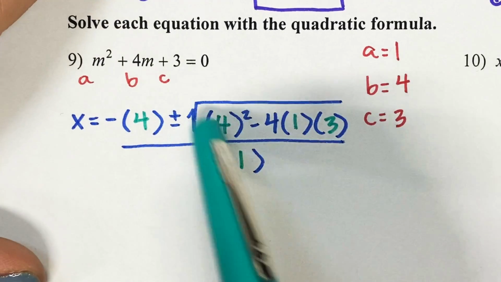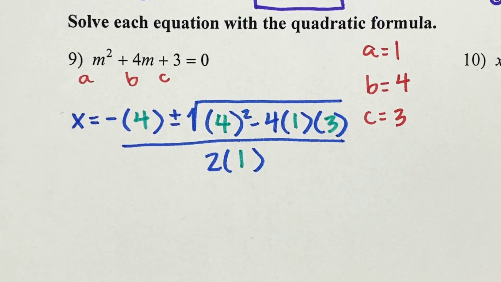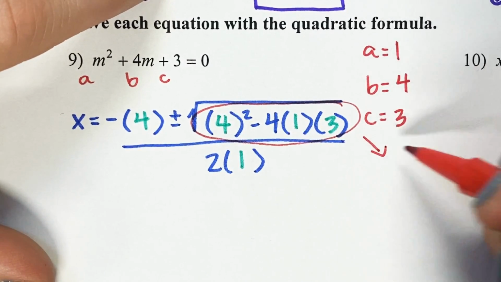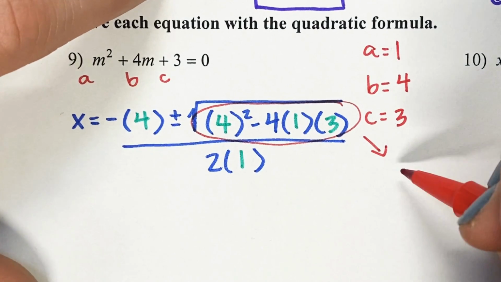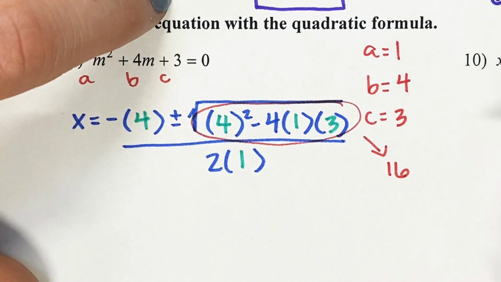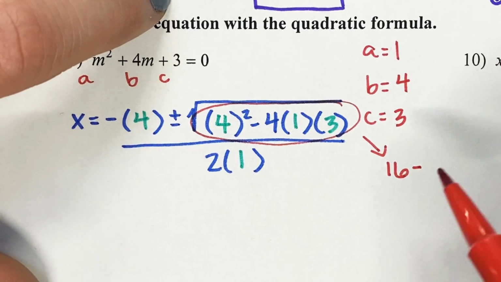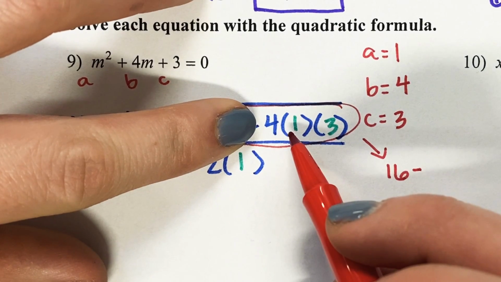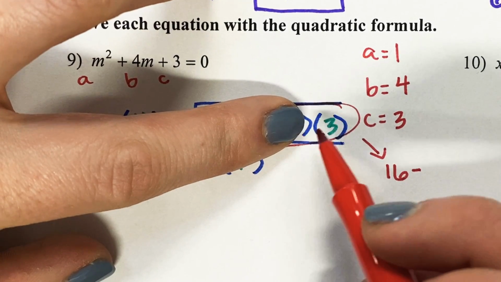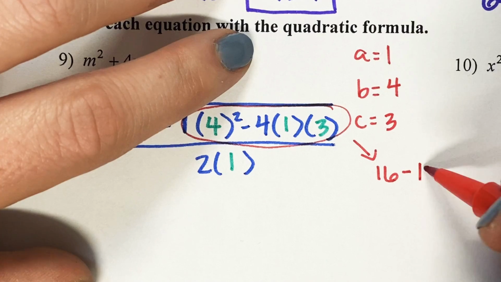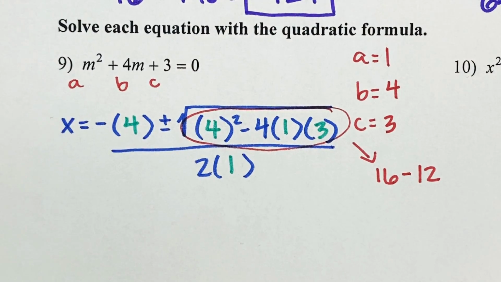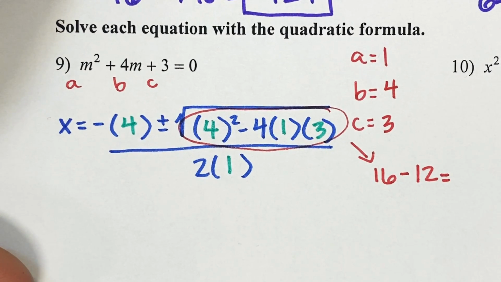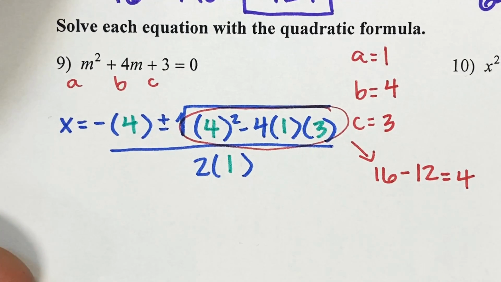Okay, so let's just solve for the discriminant. Okay, so I'm going to take this piece and we're just going to solve for this right here. So I have 4 squared, which is going to give me 16, minus 4 times 1 times 3. 4 times 1 is 4. 4 times 3 is 12. So inside of there is 16 minus 12. Okay, so what is 16 minus 12? It's going to give me 4.